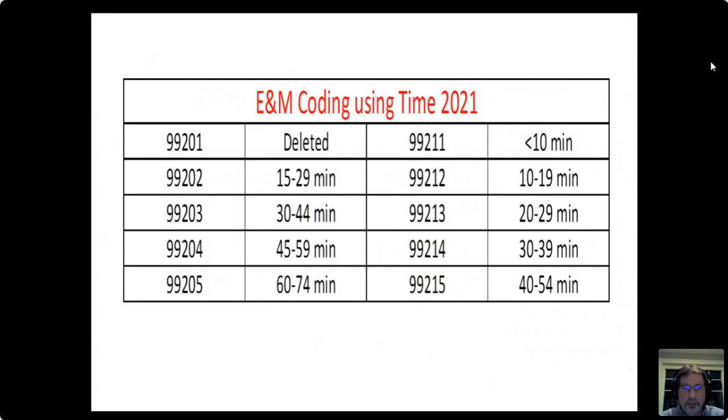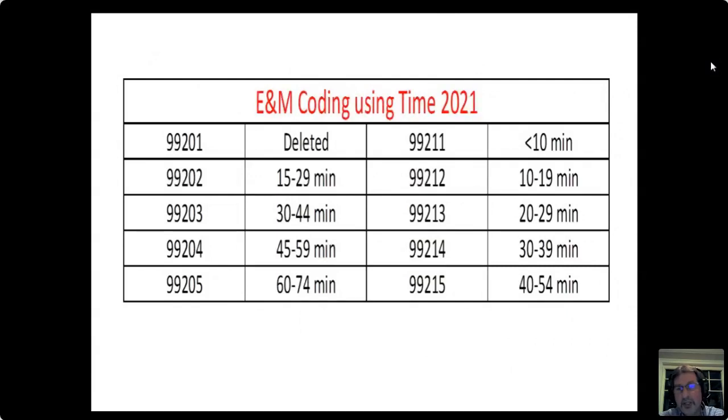All that can be used to determine the time for that patient. And what they did is they gave specific ranges for where the time falls. So you can see here, I'll say for a 99203, if that visit falls into a 30-minute to 44-minute range, then you're going to be able to bill a 99203.